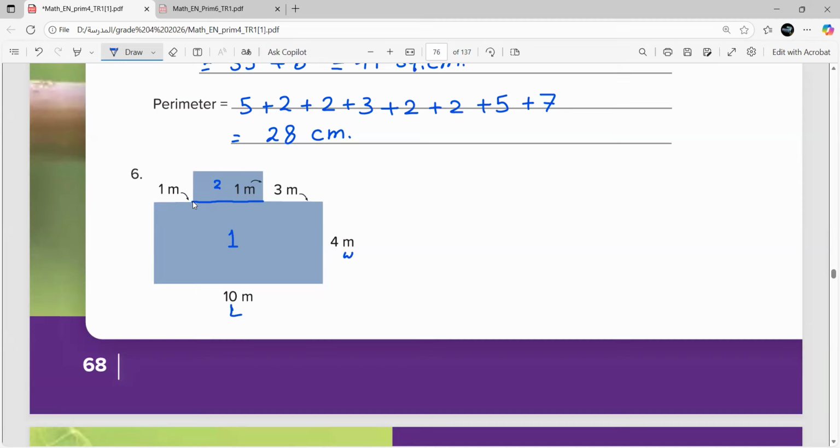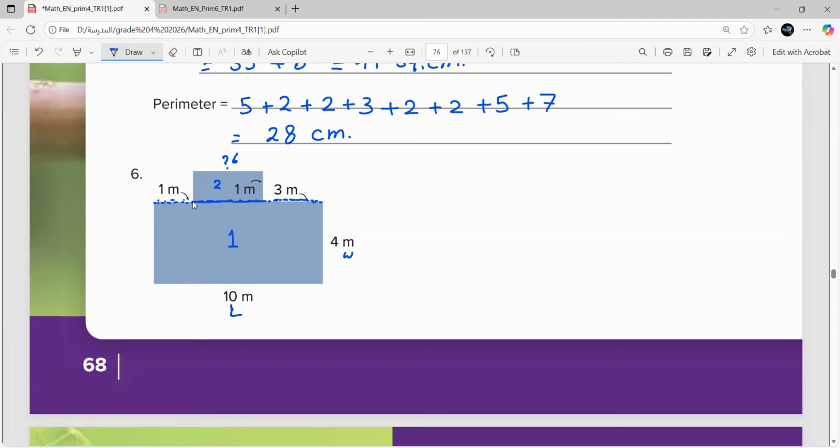But what about the second one, shape number 2? We have here 1 meter, this is the width, but we don't have the length of the shape. This one is unknown. What about this? All this equals 10. But we have 3. This part is 3 and this part is 1. So we have 10 minus 3 minus 1. 10 minus 4 equals 6.